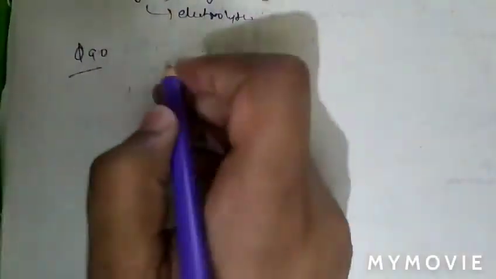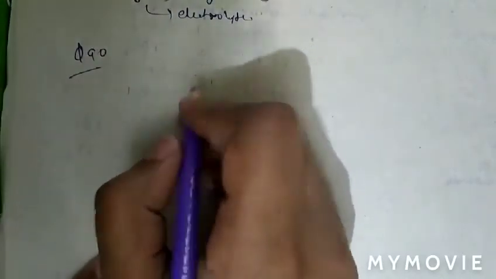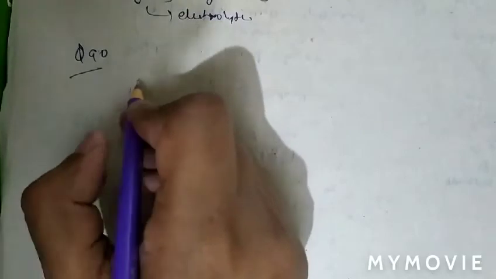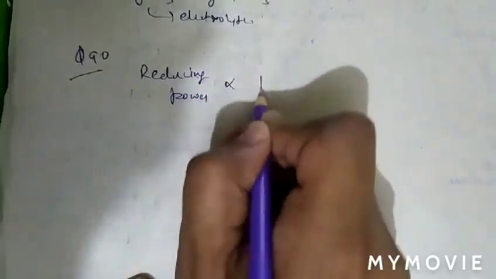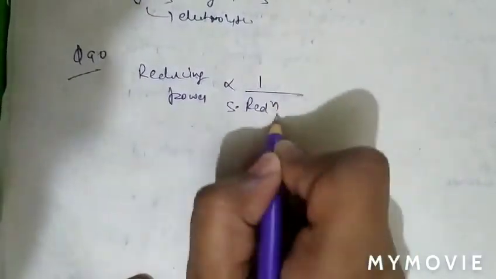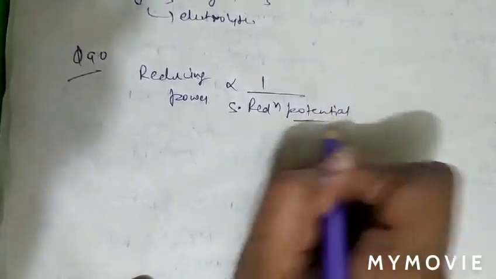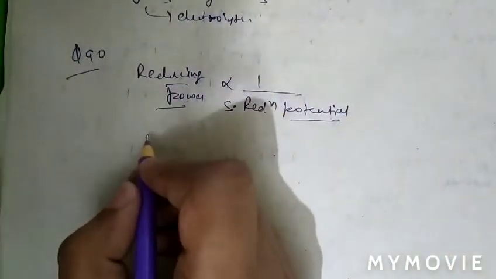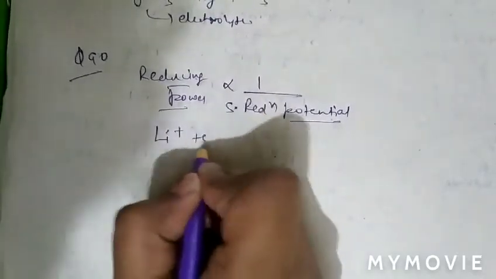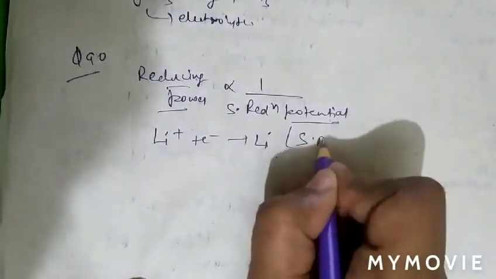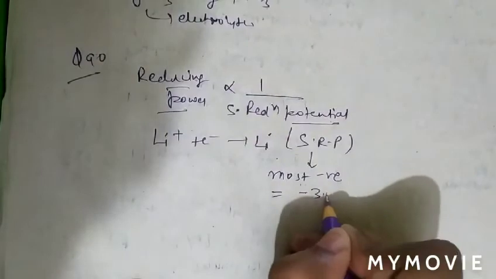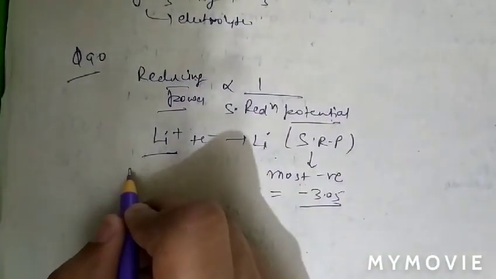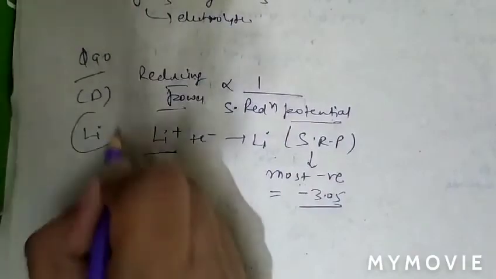See question number 90. Question number 90, what is given there? E0 values are given, highest reducing capacity. Again we know that reducing power is inversely proportional to standard reduction potential. The lower the value of reduction potential, the higher the reducing power. So we can see that for Li plus changing into Li, the SRP value is most negative, equal to minus 3.05, which means lithium is the strongest reducing agent. So question number 90, option D, lithium is the strongest reducing agent.